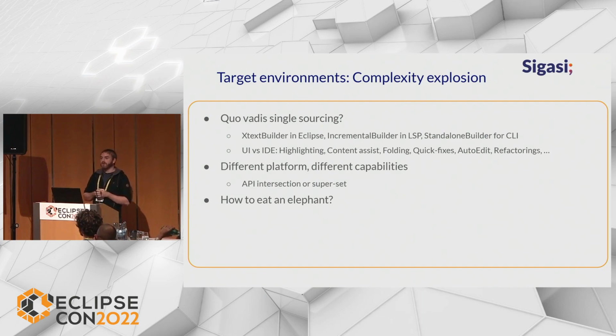But there's actually a big thing about single sourcing that's beneath the surface, and I think at the last EclipseCon it was also talked about. It's about the Xtext builders, the many builders. In Eclipse, you already have an Xtext builder that runs on save, which is different, even in semantics, from the Xtext builder that runs in your editor. Then you have the incremental builder for LSP, which again works differently and has different semantics. And then there's the standalone builder for CLI, which I hope not too many people are using because it's very limited.